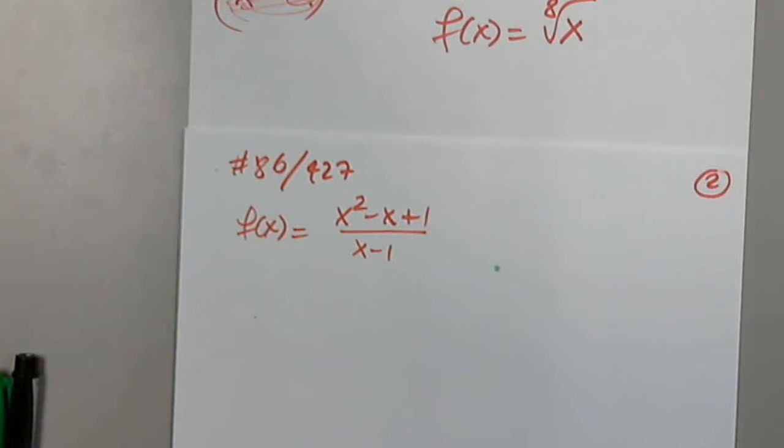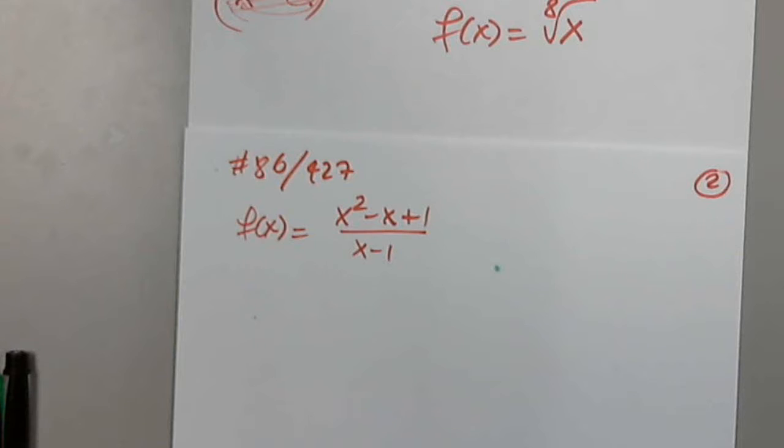Let me ask you, what is this? What type of function is it? What type of function is this? Say it again. Okay, I didn't hear anything. So one more time. What type of function is this? Rational function. It's a ratio of 2 polynomials.